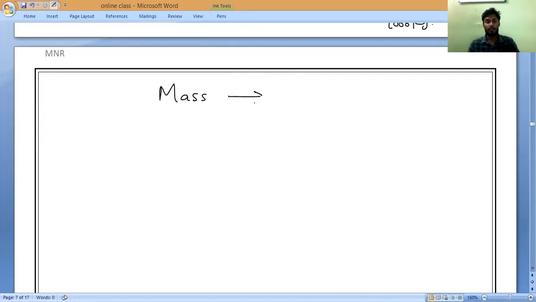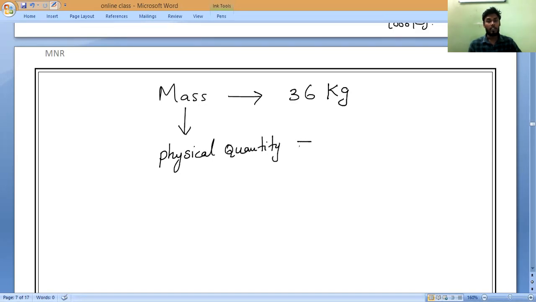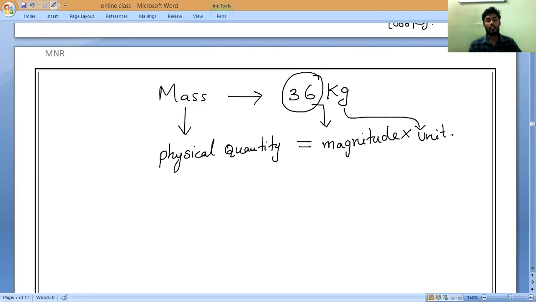What is your weight, Reddy? 36, sir. 36 what? Kg. 36 kilogram. So now this mass is called a physical quantity. Clear, everyone? It is a product of two things. Then 36 is called what? Magnitude. Into kilogram. And kilogram is called a unit.